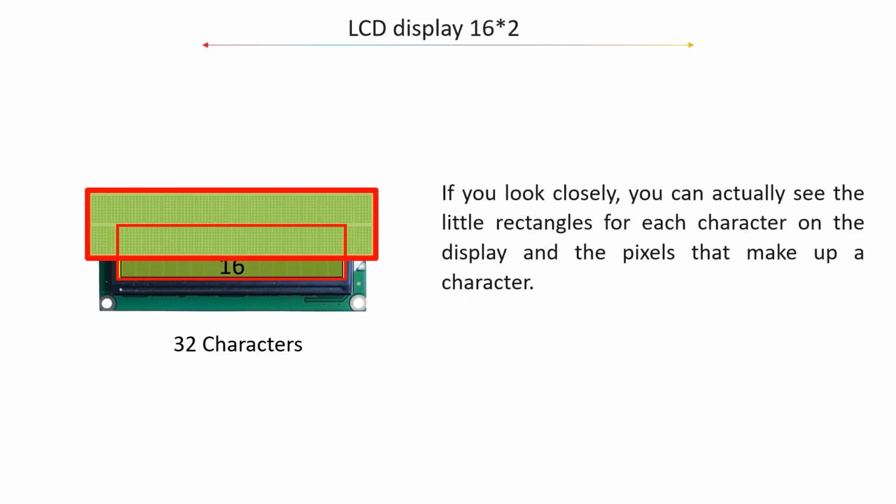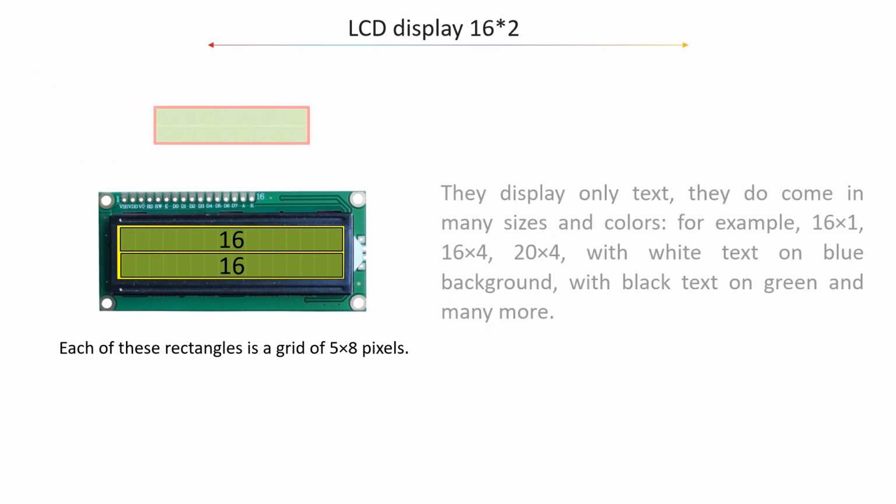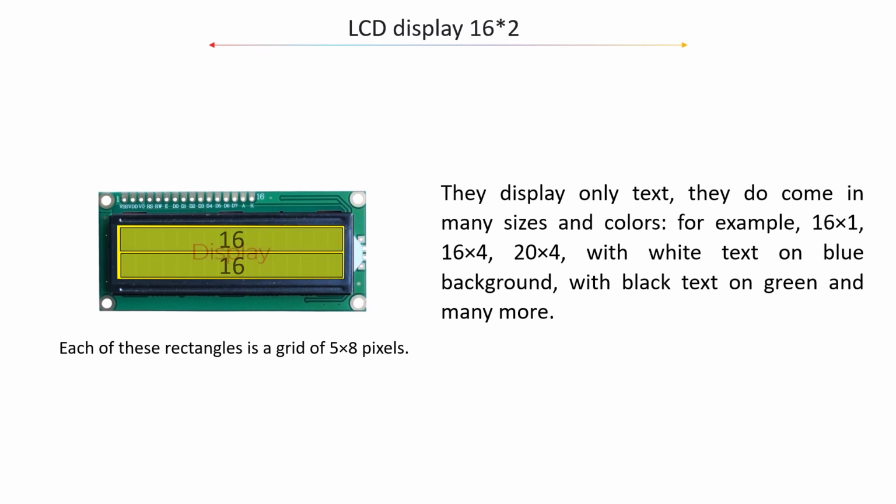If you look closely, you can actually see the little rectangles for each character on the display and the pixels that make up a character. Each of these rectangles is a grid of 5x8 pixels. Although they display only text, they do come in many sizes and colors. For example, 16:1, 16:4, 20:4, with white text on blue background, with black text on green, and many more options.